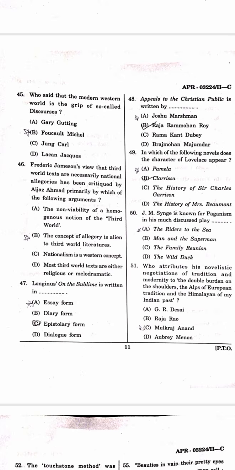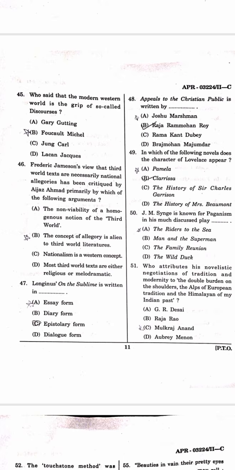In the work, Clarissa means option B is the correct one. Question number 50. J.M. Synge is known for a paganism in his much discussed play. And the correct option is option A, Riders to the Sea.